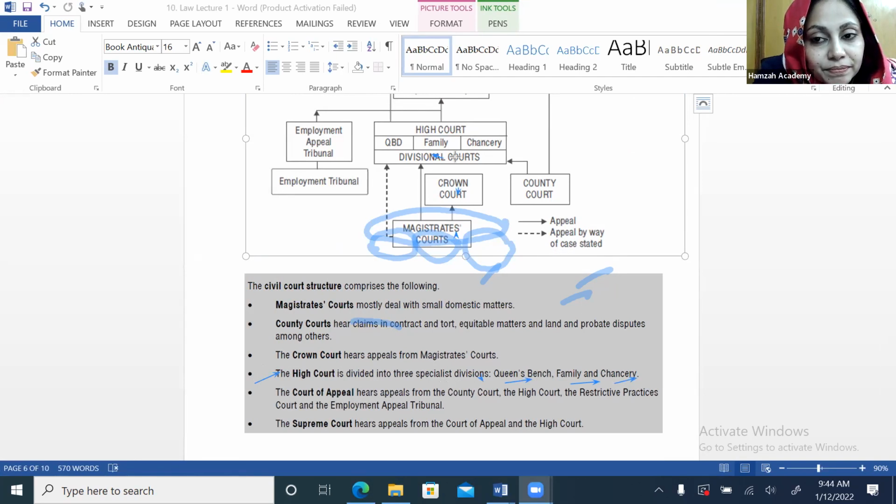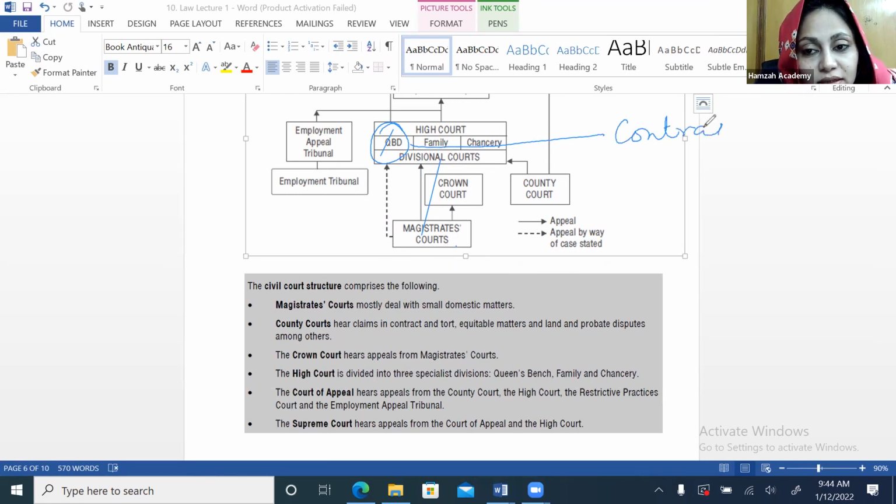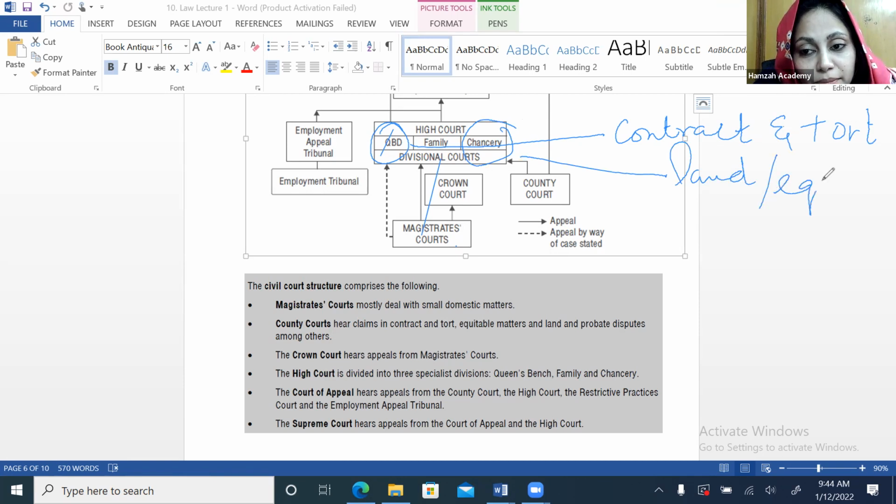Clear? High Court has three divisions: QBD, Family, and Chancery. By name, it is clear that Family Division hears the appeal from Magistrate Court because it hears the family matters. The QBD division deals with the contract and tort, and the Chancery Division will deal with the land matter and equity matters.